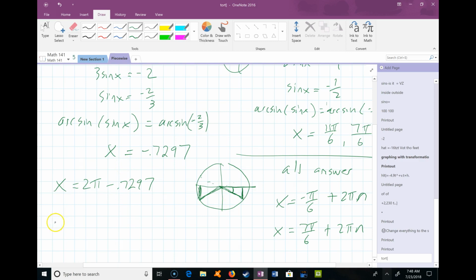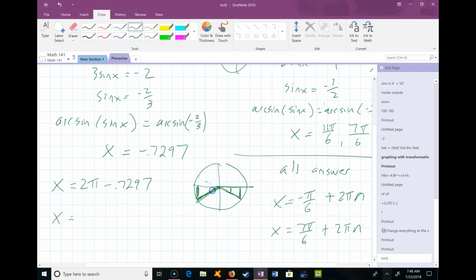Then I have to do a similar thing for this one. So how can I describe that? Once again, I know since the reference angle of this is 0.7297, that right there is 0.7297 also. So a way to describe this would be to say pi plus 0.7297. And that would be my two answers.